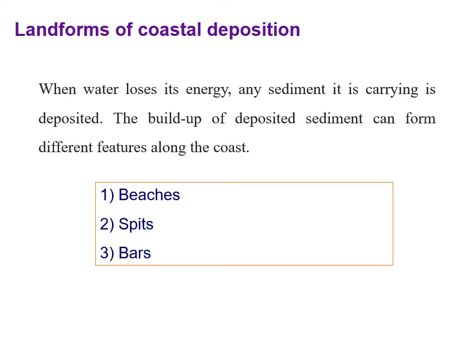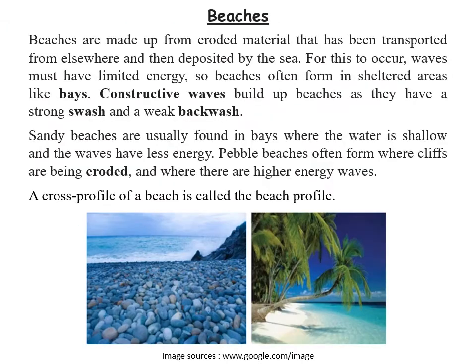Now, due to the deposition by coastal processes in the coastal areas, mainly three kinds of landforms are found: the beach, spits, and bars. Beaches are narrow strips found along the coastal areas, and it is the depositional landform which marks the boundary between the land part and the oceanic part.